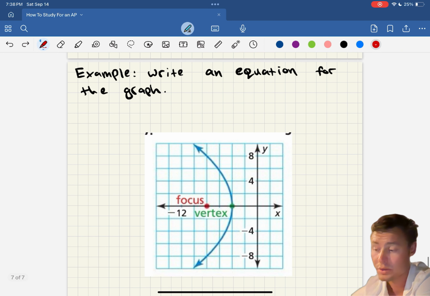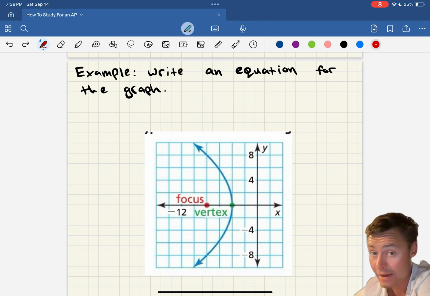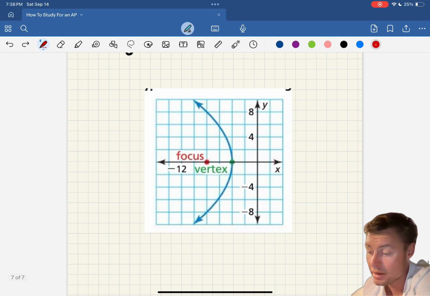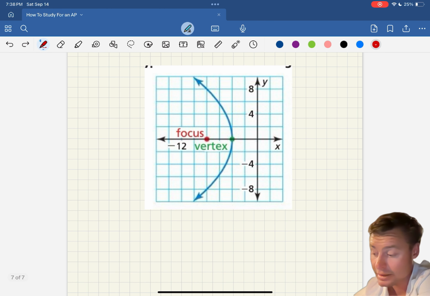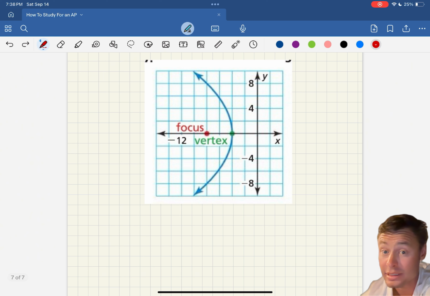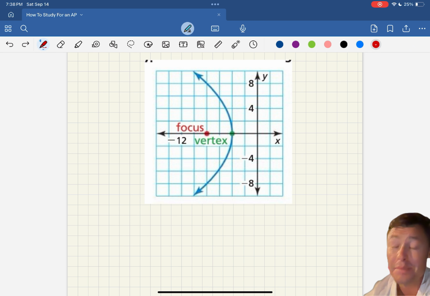Next example wants us to write an equation for the graph. So now we've got something where the vertex is not at the origin, so we know h and k are going to be involved. Additionally, we know that this is facing left, so this is going to be a y squared equation. And when it's facing left, that means p is less than 0, so a negative p value.